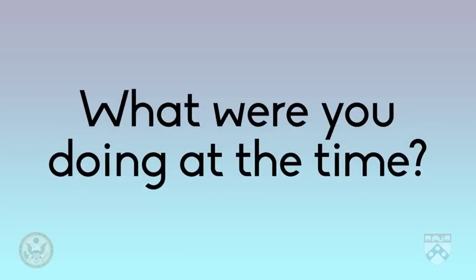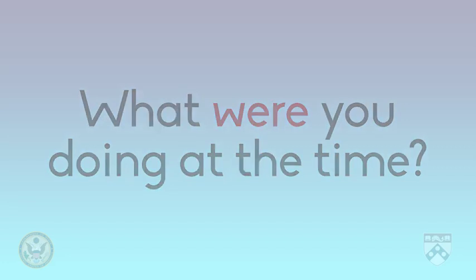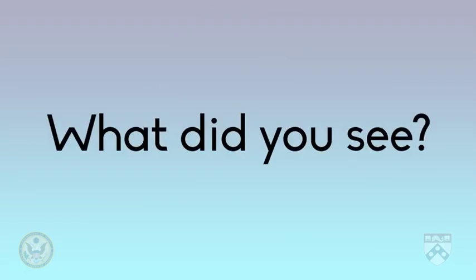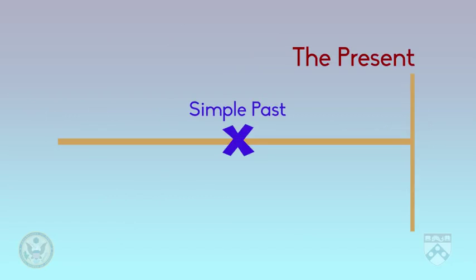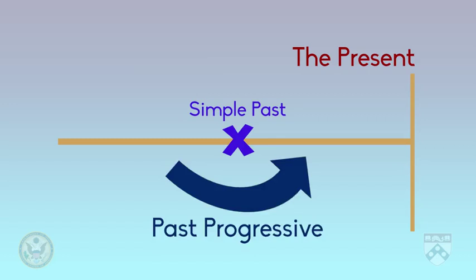What were you doing at the time? Again, what is our question word, were is our helping verb, you is our subject, and doing is the main verb. You can tell that the form changed from the first example to the second because of the helping verb and the main verb. In the first question, what did you see? The helping verb did shows us that this is in the simple past. The question is asking about something that started and ended in the past.